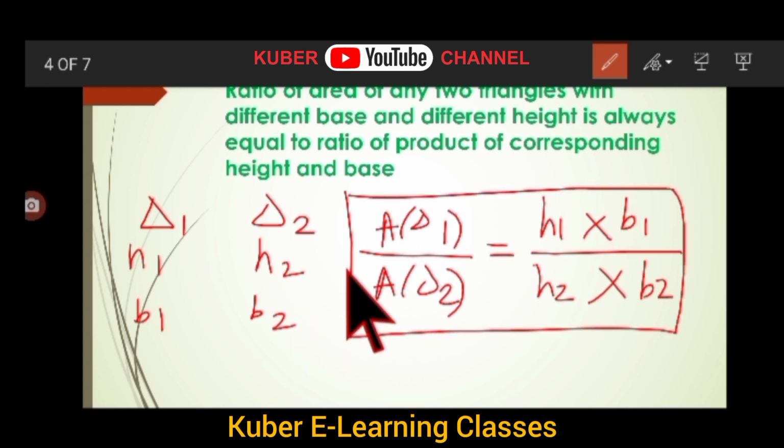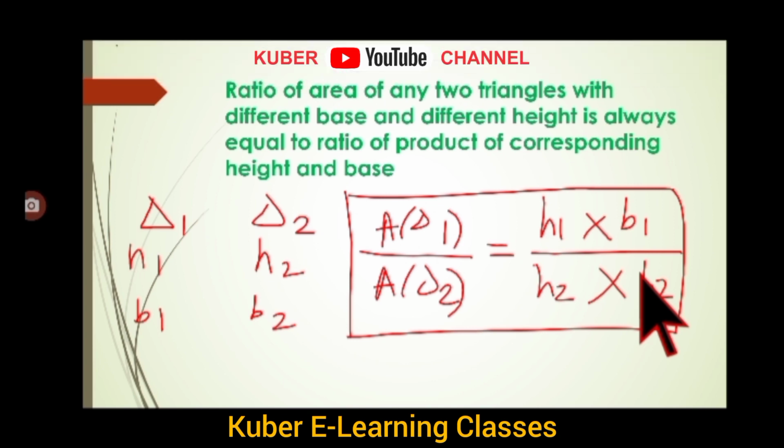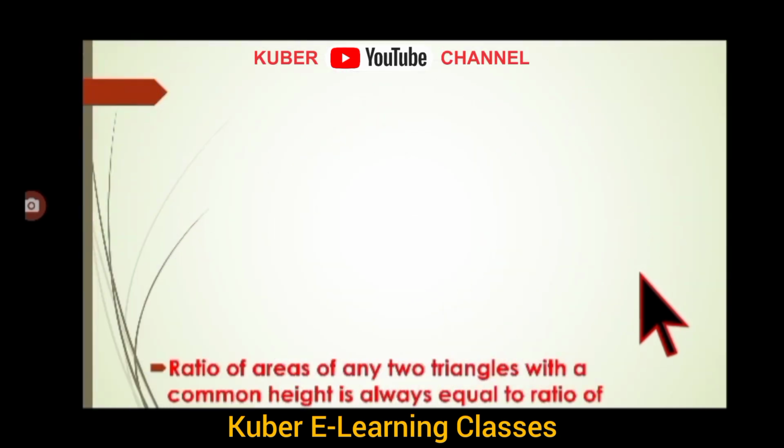If you want to take the ratio of areas of any two triangles which have different base and different height, then it is always equal to the ratio of the product of their corresponding heights and bases. So this is your first property here. Now let us see the second property, and for that also we are using the same figures.